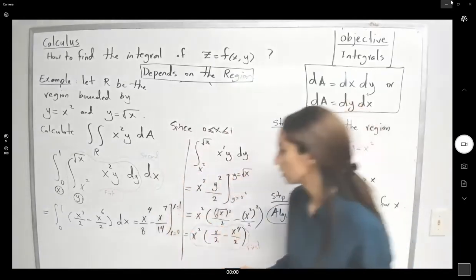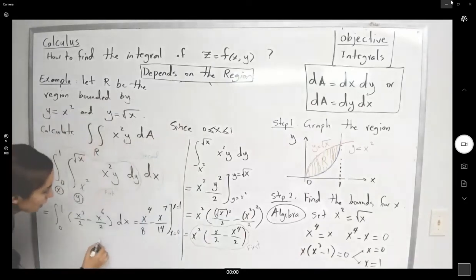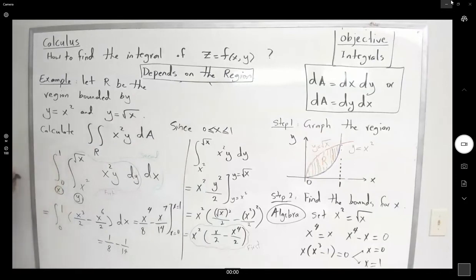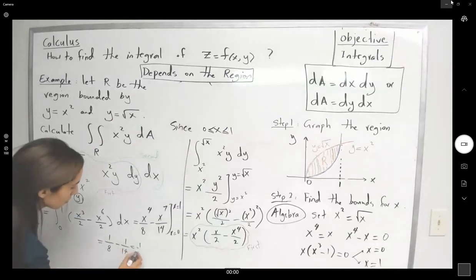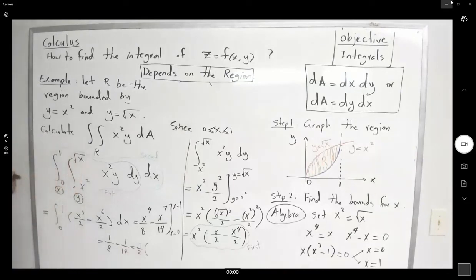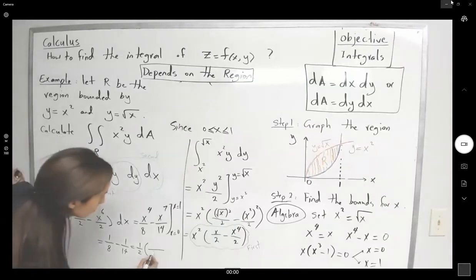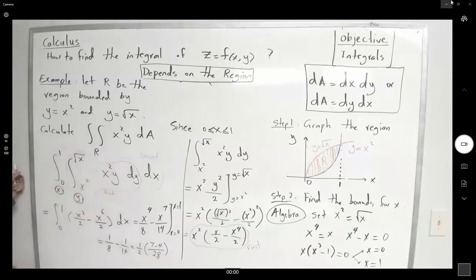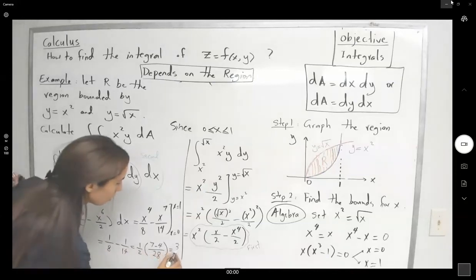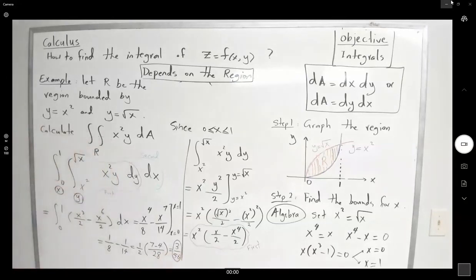So if I plug in 1, I get 1 over 8 minus 1 over 14. Here I can factor out a half. And then I can take the common denominator. Three divided by 56. I hope the calculation is correct.